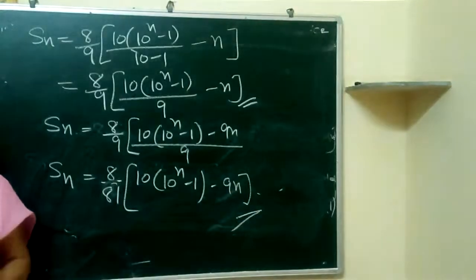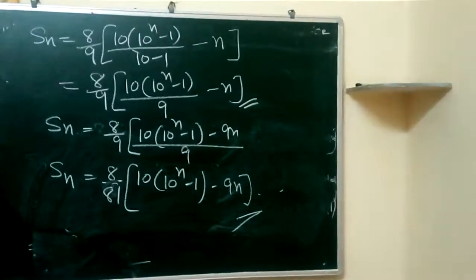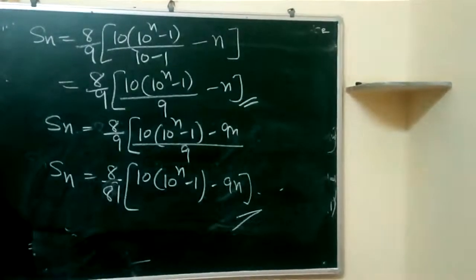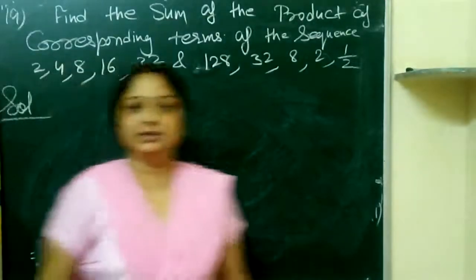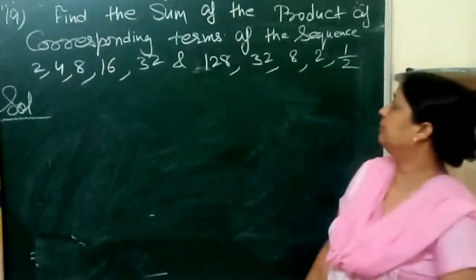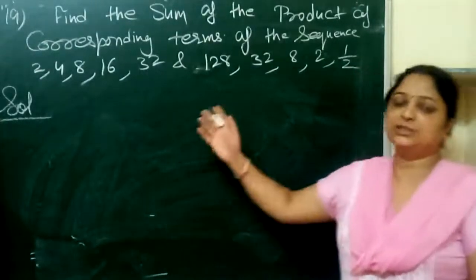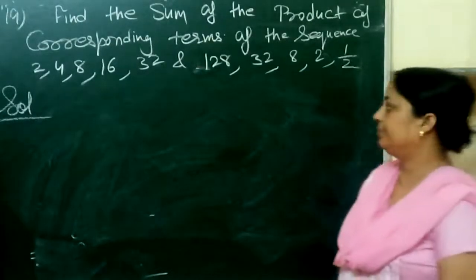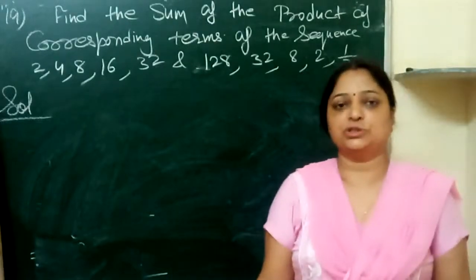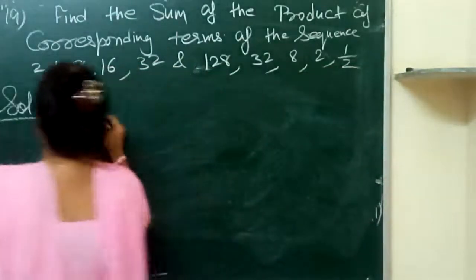Now come to question number 19. Now dear students, continue with question number 19. Find the sum of the product of the corresponding terms of the sequences given, that is 2, 4, 8, 16, 32 and 128, 32, 8, 2, 1 by 2. We have to multiply the corresponding elements and then find the sum. So let us start the solution.